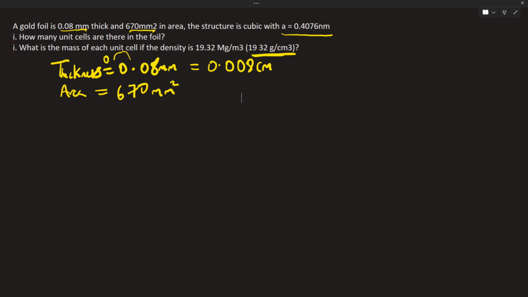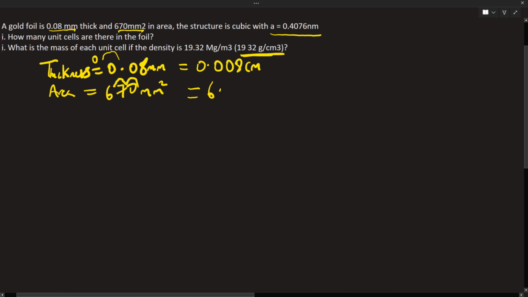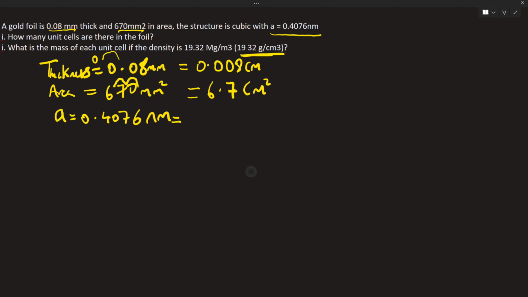Okay, for our area, which is 670 millimeter square, we are going to centimeter square, so we are going back twice. Go back one centimeter, another centimeter, that's twice, so it becomes equal to 6.7 centimeter square. Remember, we went back twice here because it is centimeter square, and once here because it's just centimeter, not a square. We are given our lattice parameter a, which is equal to 0.4076 nanometer, which is equal to 0.4076 times 10 raised to the power minus 7 centimeter.